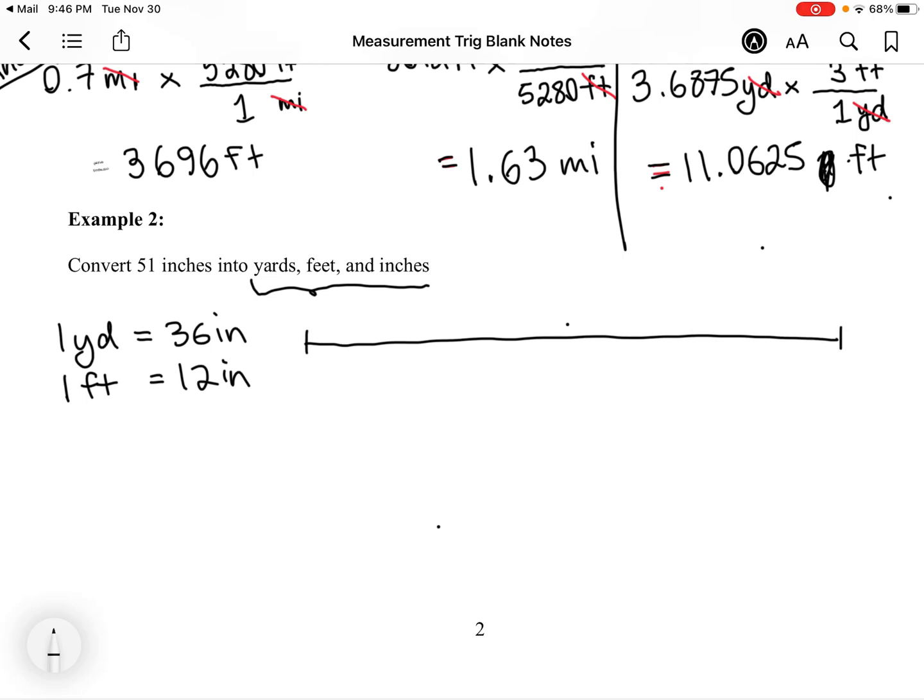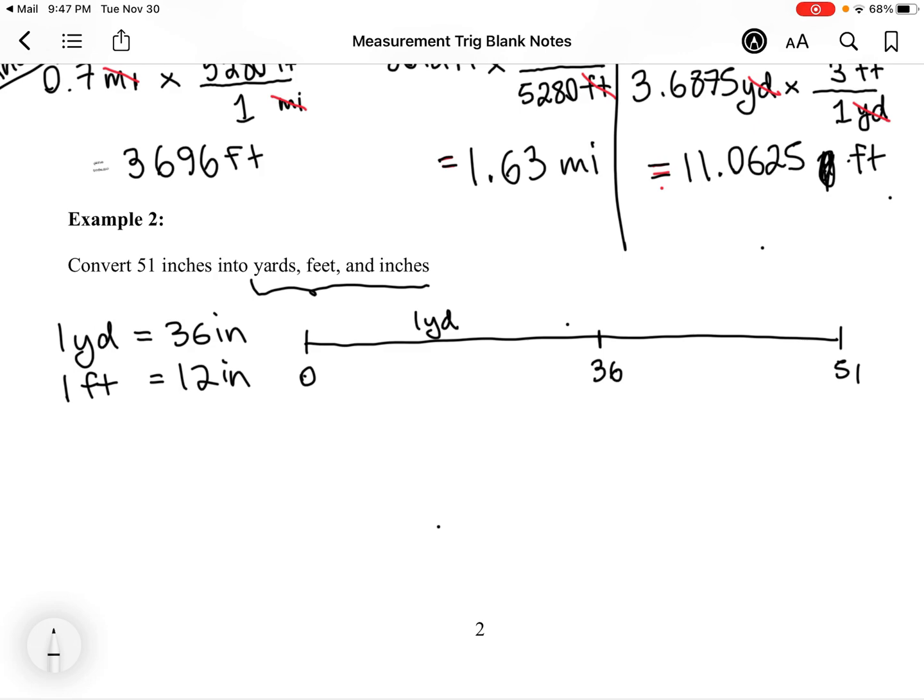So let's say that this is 51 inches. So that's 0, that's 51. Okay, I always say, okay, do I have enough inches to make 1 yard? 1 yard is 36, so I do have enough because I have 51, right? So there's 36 inches, and this represents 1 yard.